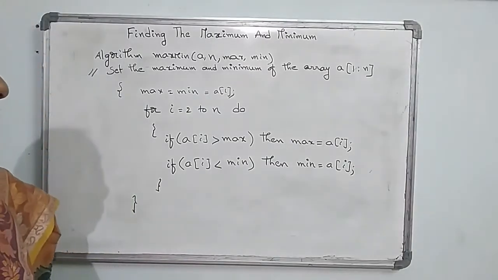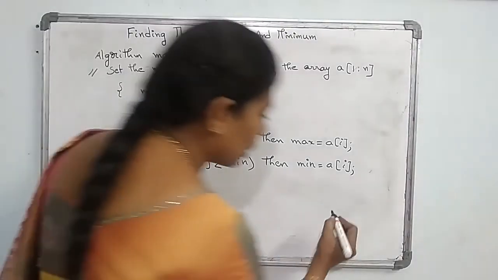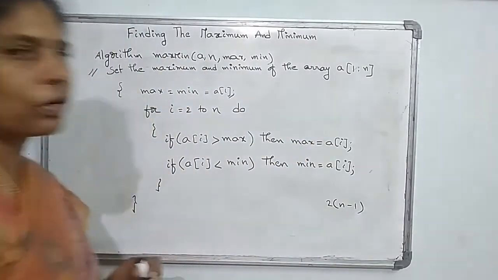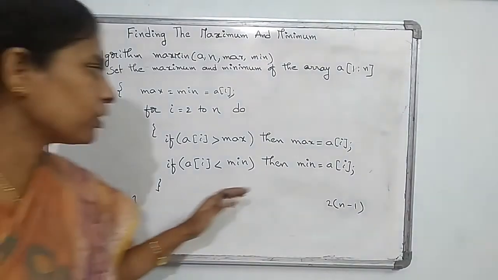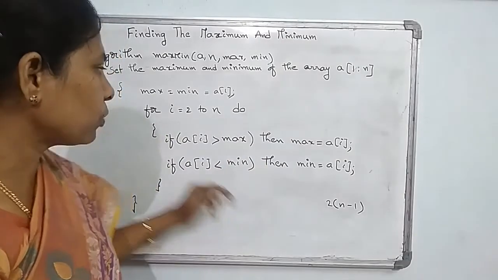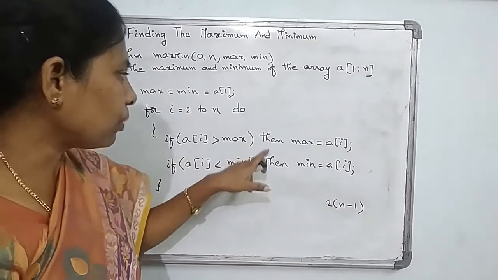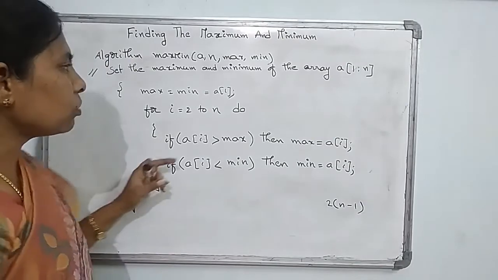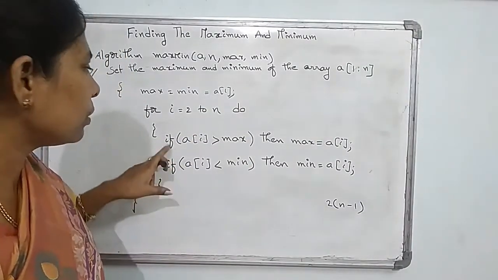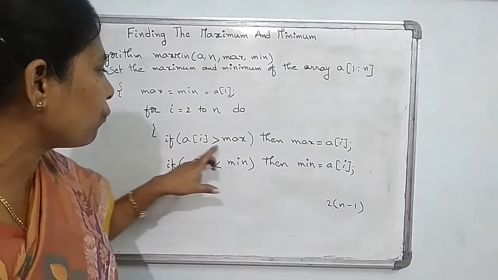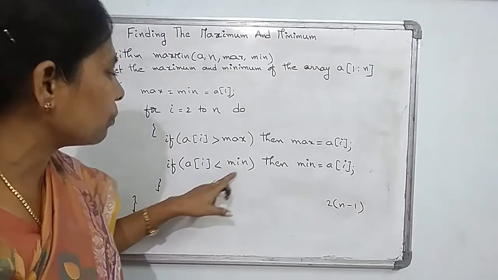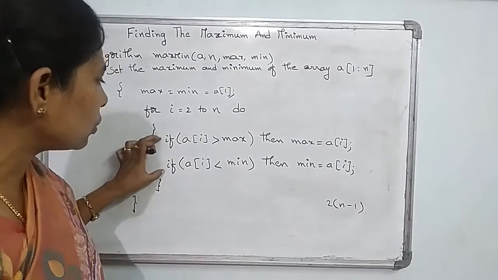But this algorithm requires 2 into n minus n comparisons to find these elements. This is not the correct process, because every time you check both the maximum and the minimum. You compare A of I greater than maximum for each and every element, and also check A of I less than minimum. So these two statements are executed every time.